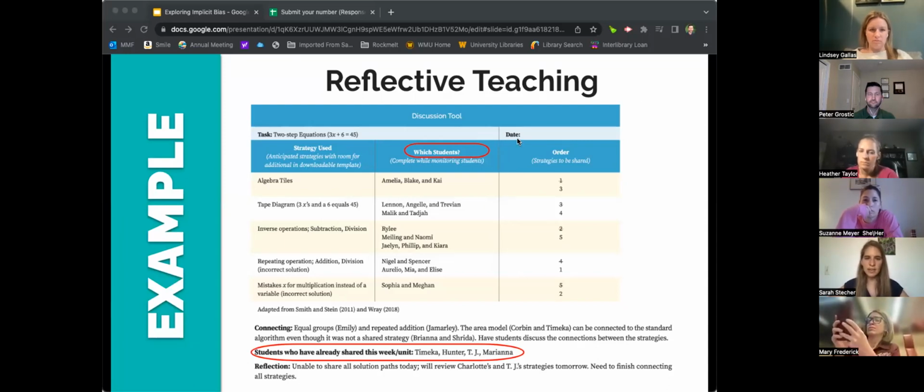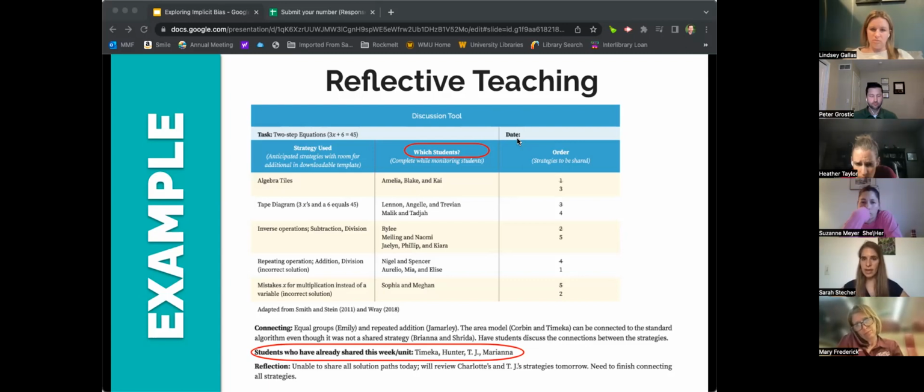So for this kind of tool here, basically this teacher is going to give these students a problem. They're anticipating some of the solutions that students are going to use. I know there's a lot happening in this table, but I want you to focus in on just the areas that I've circled in red, which is where the teacher is noting which students have a certain method, as well as which student they want to present that method.